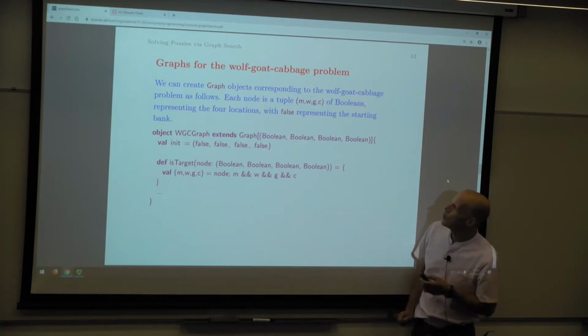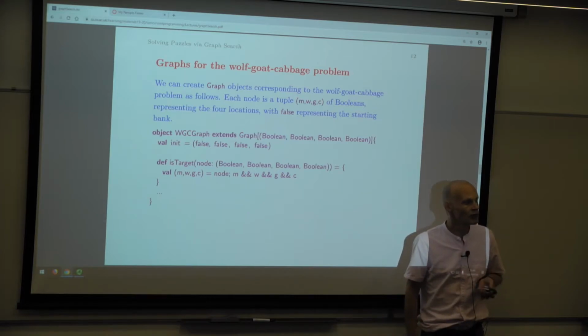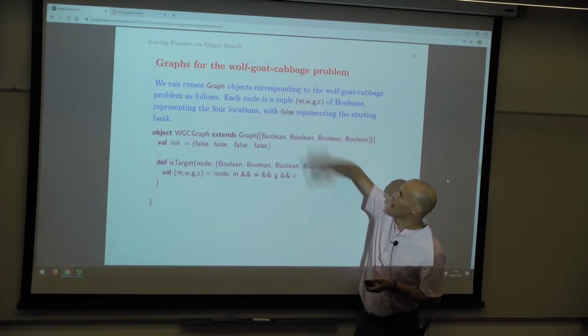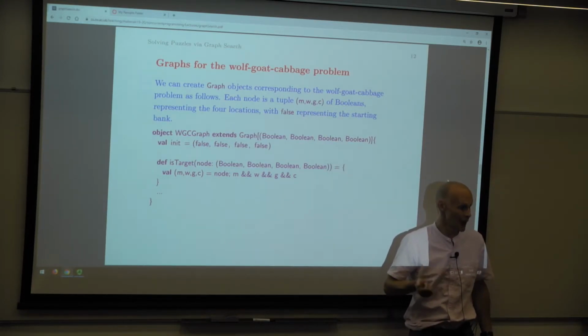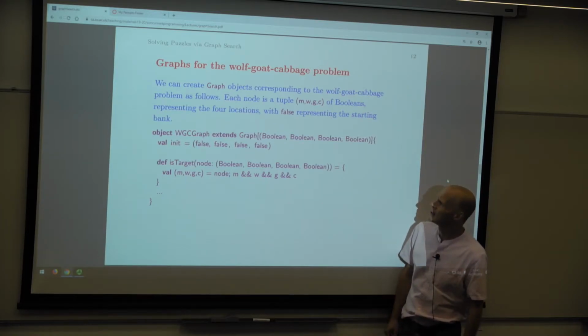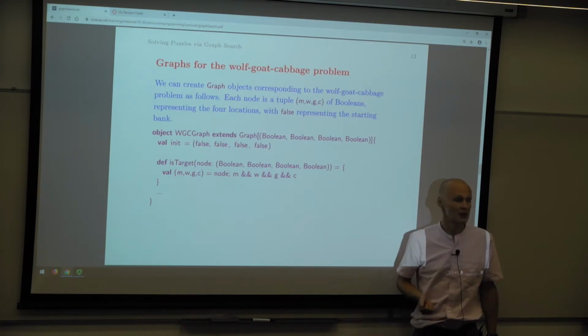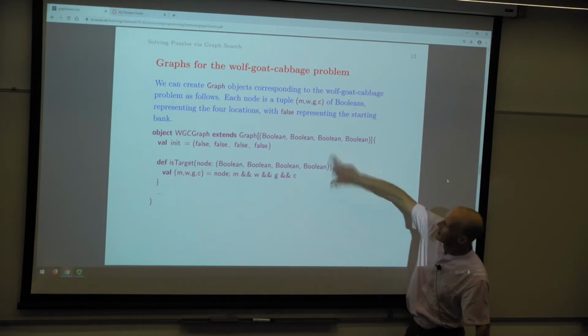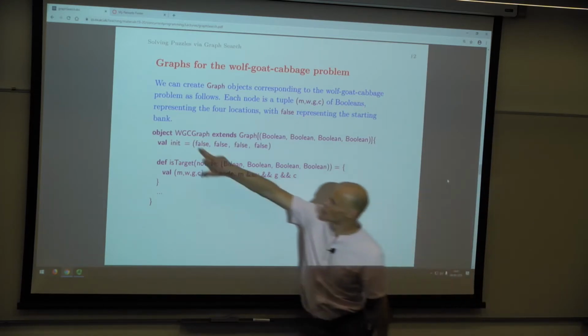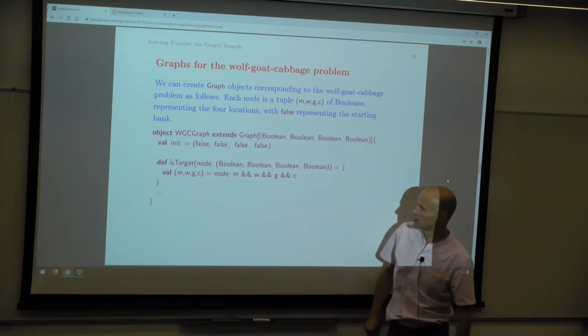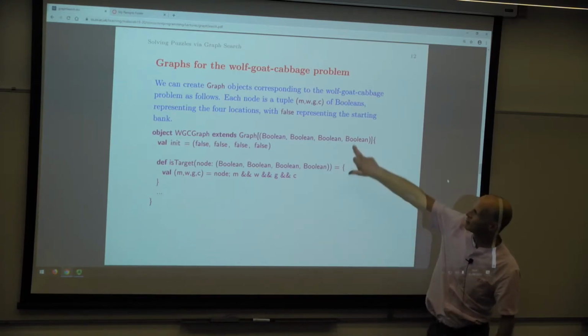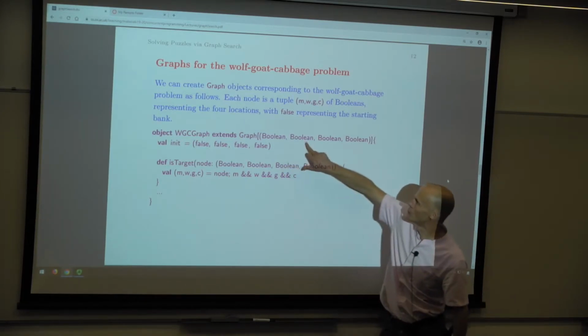So for the wolf, goat, cabbage problem, remember we represented each node by a 4-tuple like that, representing the locations of the man, the wolf, the goat, and the cabbage. Well, in the implementation, it's easiest to use Booleans, true and false. False is going to represent the starting bank, and true is going to represent the target bank. Okay, so here's an object that represents the, it's called WGC graph. It's the wolf, goat, cabbage problem graph, and it's a graph where all the nodes are 4-tuples of Booleans.